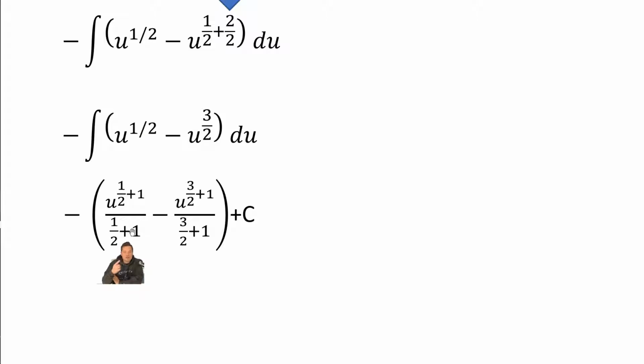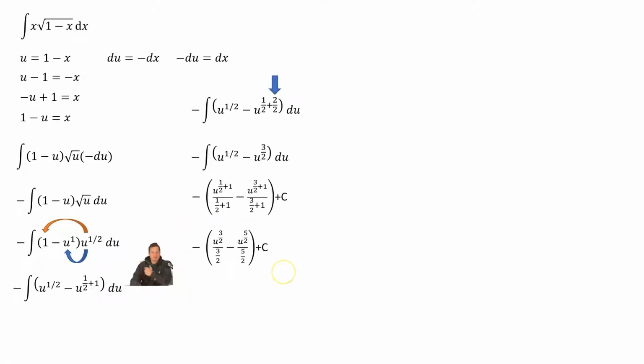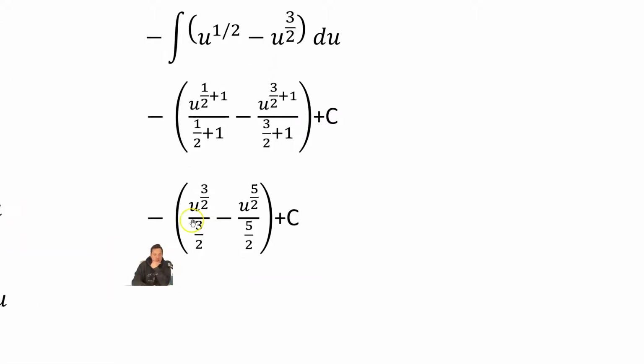Remember, it's u to the m plus 1 over m plus 1. And the bottom, for this one, I also have 3/2 plus 1. So that's the application of the power rule. Notice that the negative is kept outside the giant parentheses. So now let's take a look at the next step. Here I'm simplifying the fractions that I encounter. So I have u to the 3/2 from 1/2 plus 1, and the bottom 3/2 also because it's 1/2 plus 1. I have 3/2 plus 1, that's 5/2, and then the bottom 3/2 plus 1 is also 5/2. So just simplifying all the fractions, adding them up.